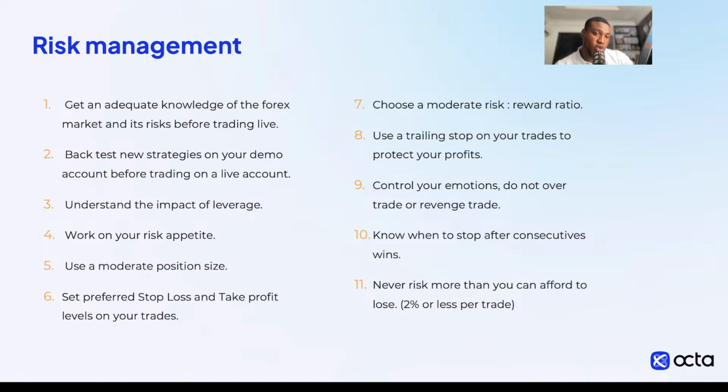Use a moderate position size. Set preferred stop loss and take profit levels on your trades. Choose a moderate risk to reward ratio. If you're going to be risking 5% to get 1% reward, that's not really a moderate risk to reward ratio now, is it? Use a trailing stop on your trades to protect your profits. Control your emotions. Do not overtrade or revenge trade. Know when to stop after consecutive wins, and never risk more than you can afford to lose, 2% or less per trade.